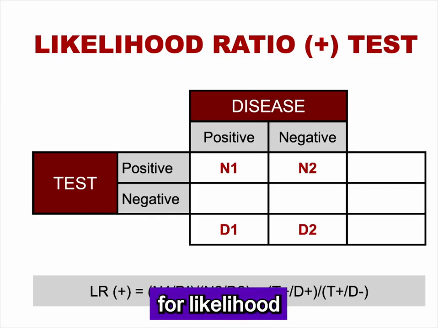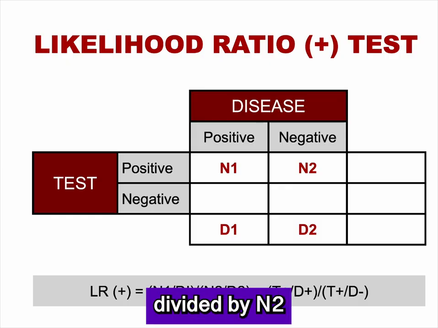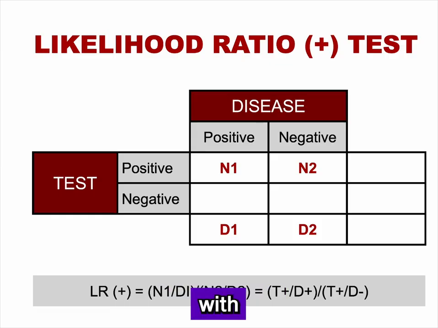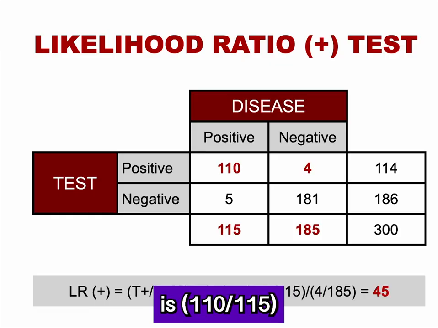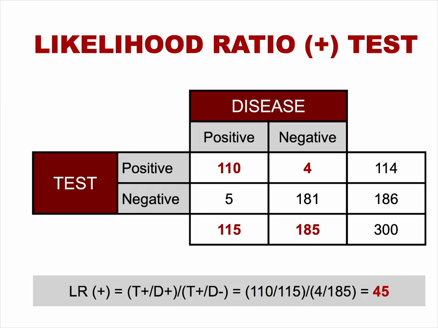The formula for likelihood ratio of positive test is N1 divided by D1, which is divided by N2 divided by D2. This translates into those with a positive test with disease divided by those with a positive test without disease. The likelihood ratio is 110 divided by 115, which is divided by 4 divided by 185. The likelihood ratio of a positive test is 45.